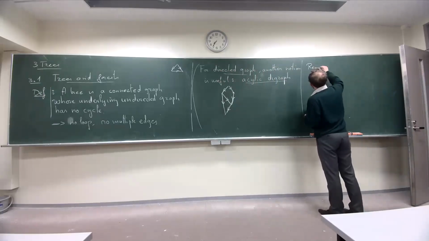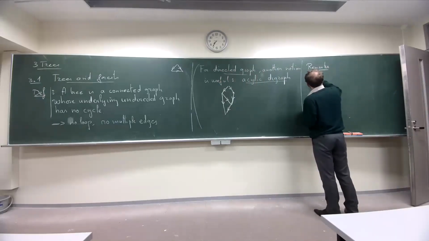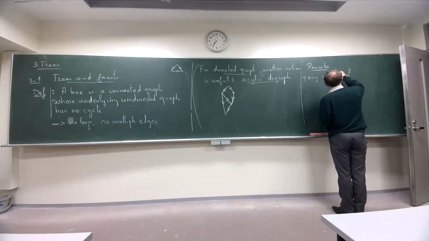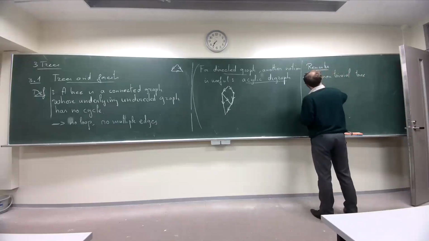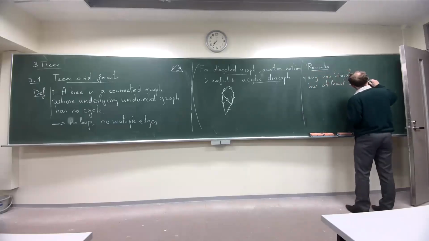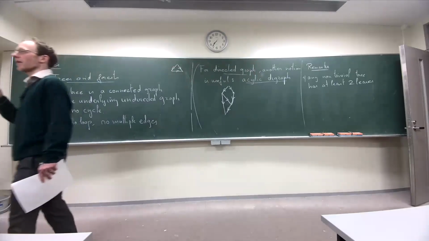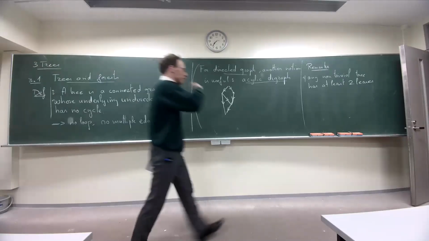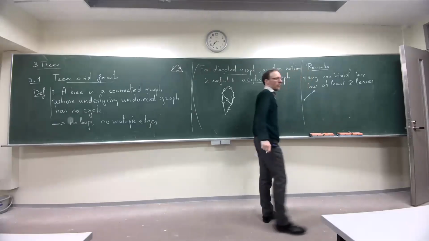Remarks. Any non-trivial tree, non-trivial means it's not just one point, has at least two leaves. You remember what is a leaf? On a graph, it's a vertex with degree 1. It's an endpoint in the graph. So of course, if you have a tree, what is the simplest tree? This is the simplest tree. You have two leaves.